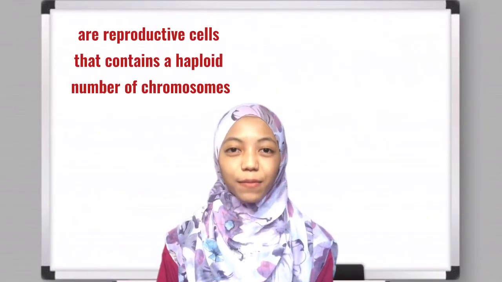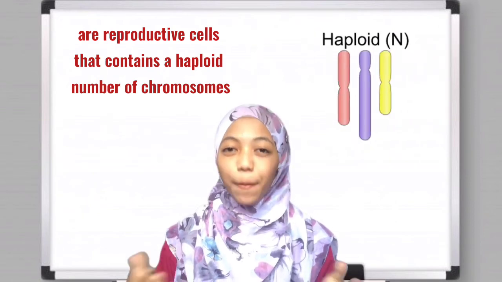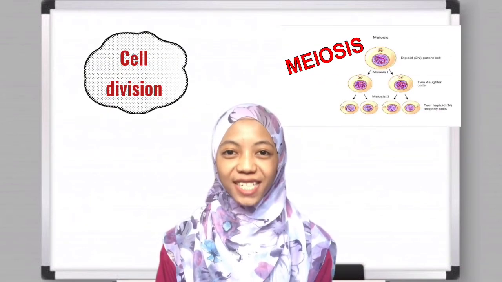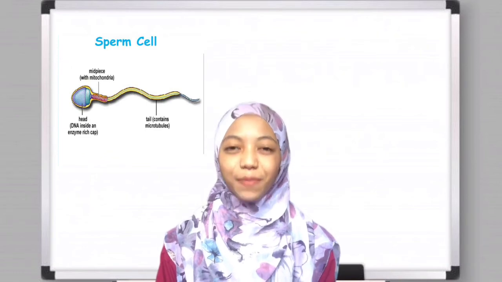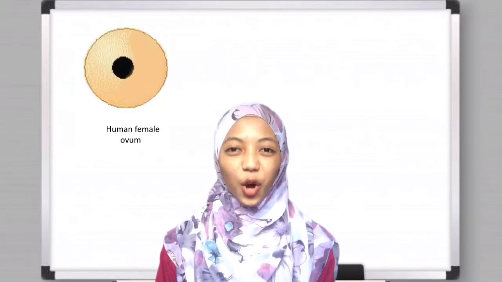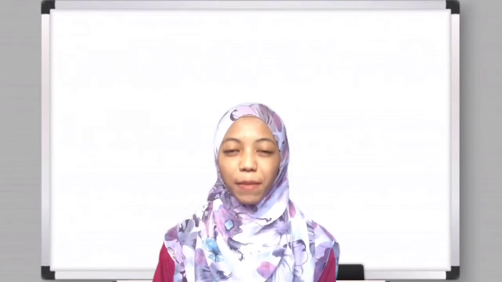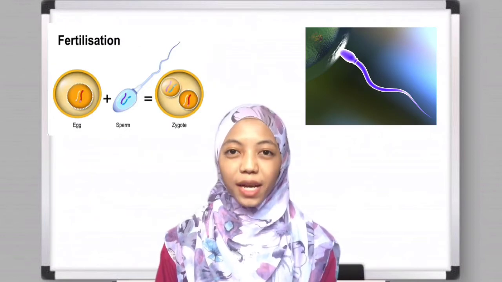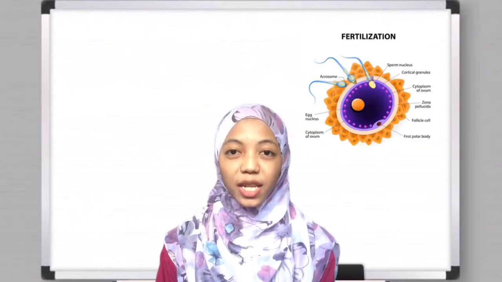What is a gamete cell? Gamete cells are an organism's reproductive cells that contain a haploid number of chromosomes. Gamete cells are produced through a type of cell division called meiosis. There are two gametes: the male gamete is called sperm, and the female gamete is called ovum. When these two gametes combine they form a zygote, which is called fertilization. The application of this term is to carry out fertilization in sexually reproducing organisms.